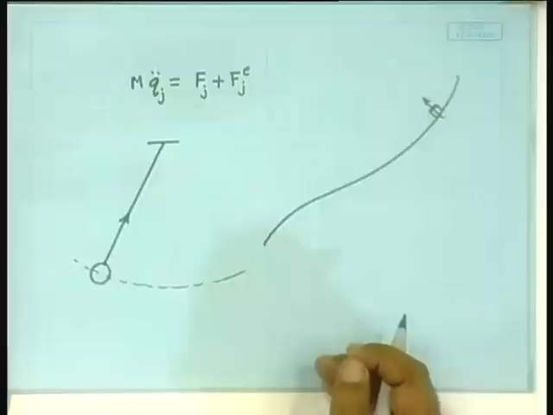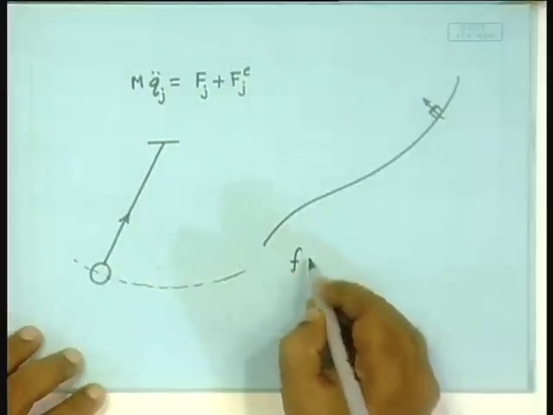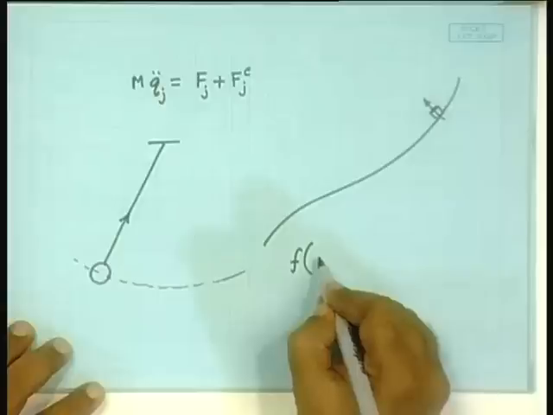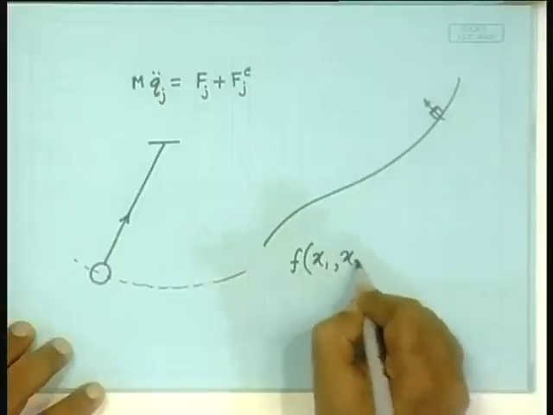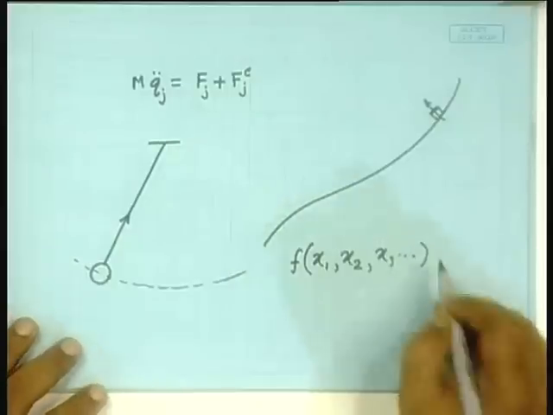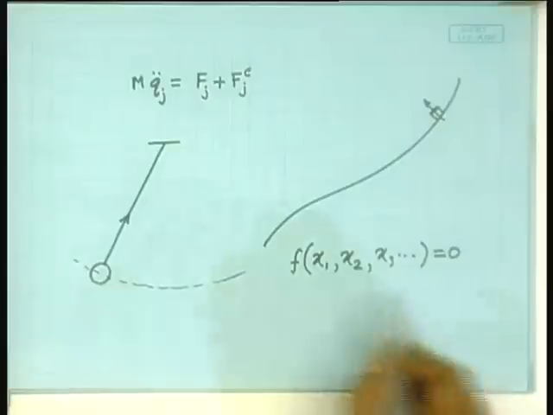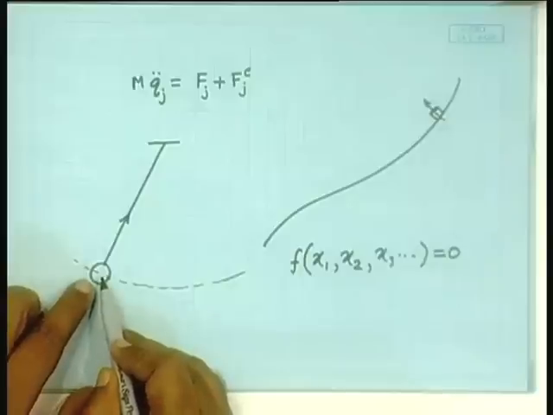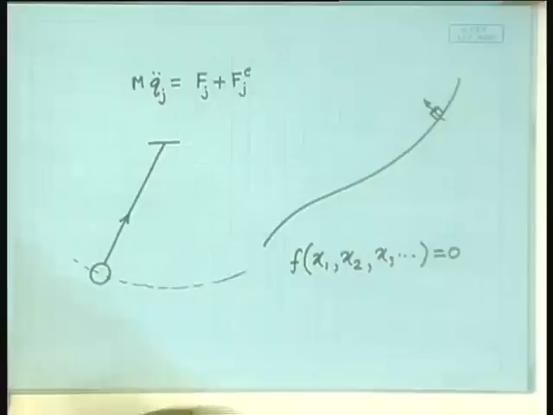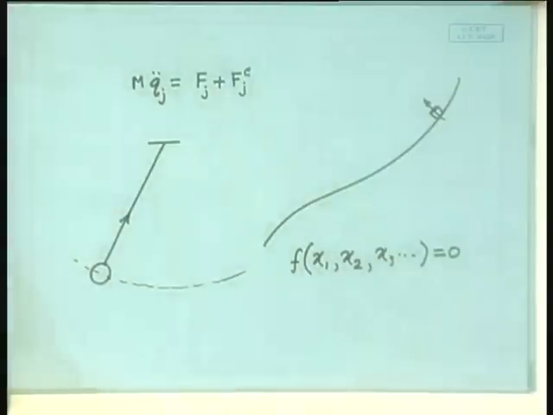What is the form of that equation? It will normally be of this form, some kind of f of, if there are many such variables, so you will write x1, x2, x3 and so on and so forth, equal to 0. Okay. In this case, the position is given by x1, x2, x3 and a specific equation relating this x1, x2, x3 equal to 0 gives the constraint equation.